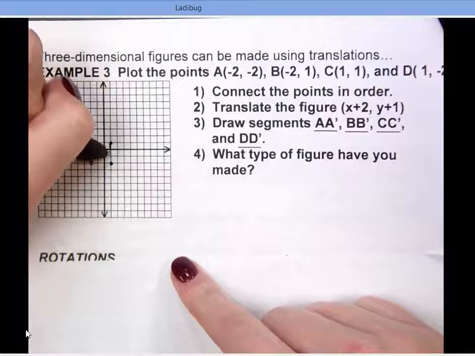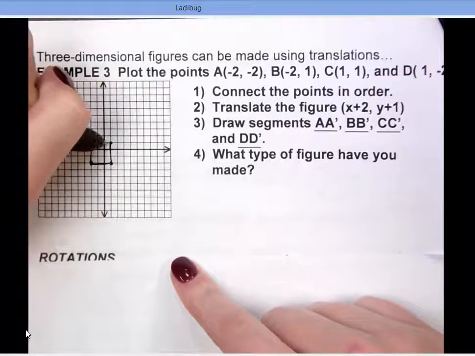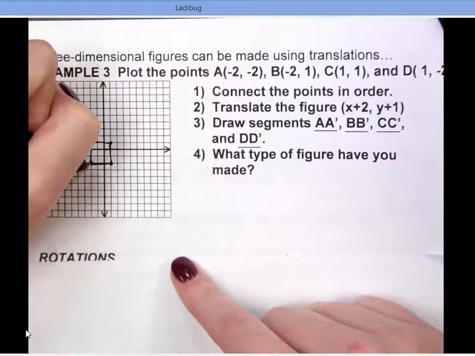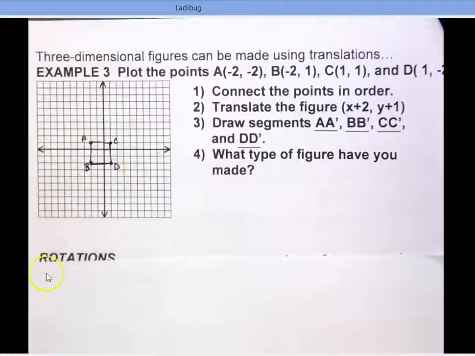Okay, these are what the points look like when you have plotted them. So points A, B, C, and D. Alright, if you have not made the transformation and translated them, then pause the video, do that, and answer.